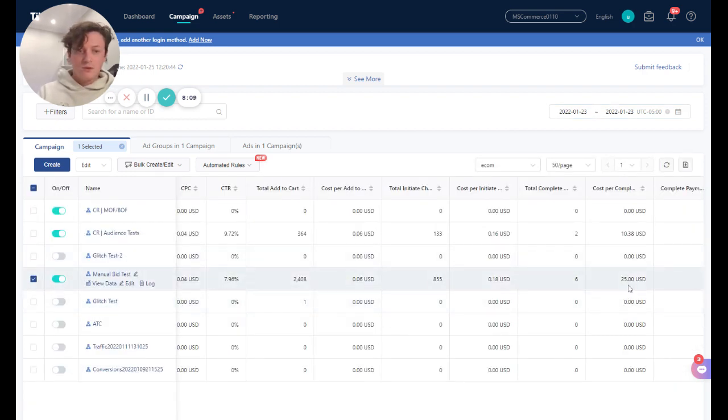Okay, again, not particularly accurate. $25 per purchase, but whatever. So what's happening here is I'm bidding on the audience that was working before, and I'm giving it a cost cap, I think, of around $10 to $15 cost cap.